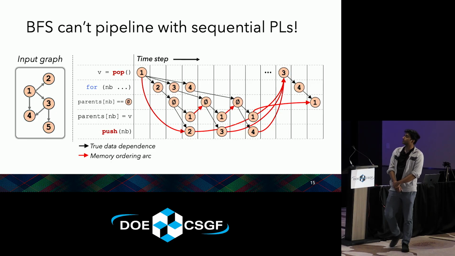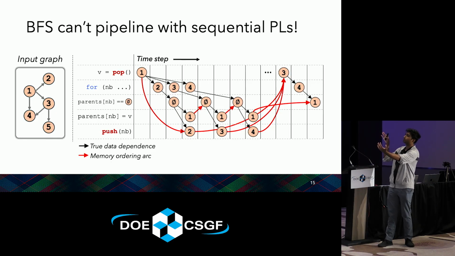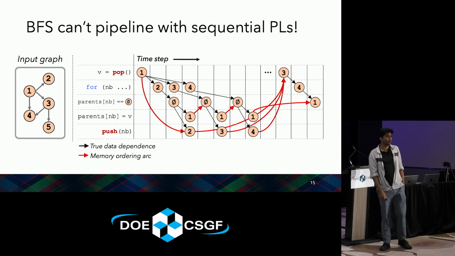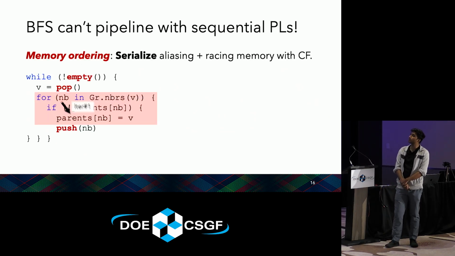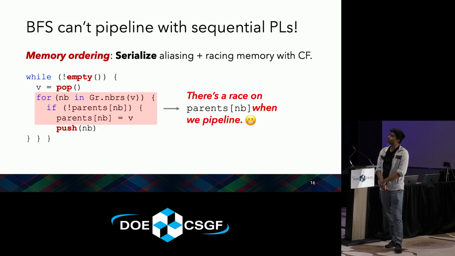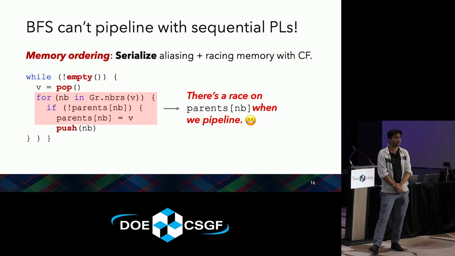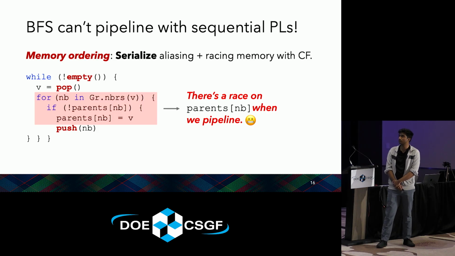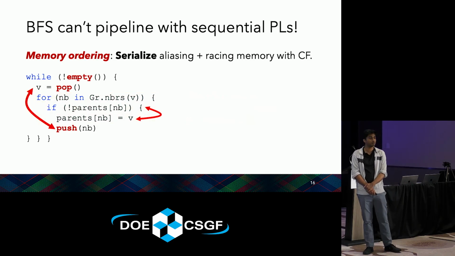But unfortunately, that doesn't happen if we compile with C. And so we have a lot of this bloat, we have low performance, and we have these red arcs here. And this is memory ordering. And so with memory ordering, what happens is we end up serializing the iterations because there's a race between read after write operations across loop iterations. And so this happens for parents. This also happens for push and pop.